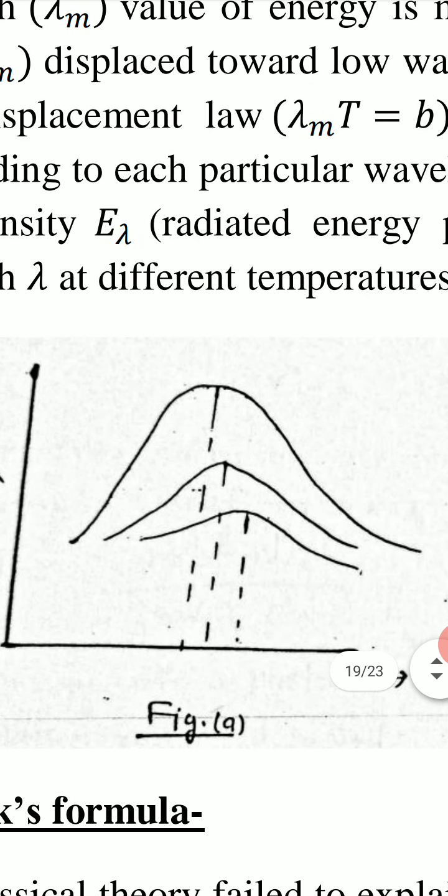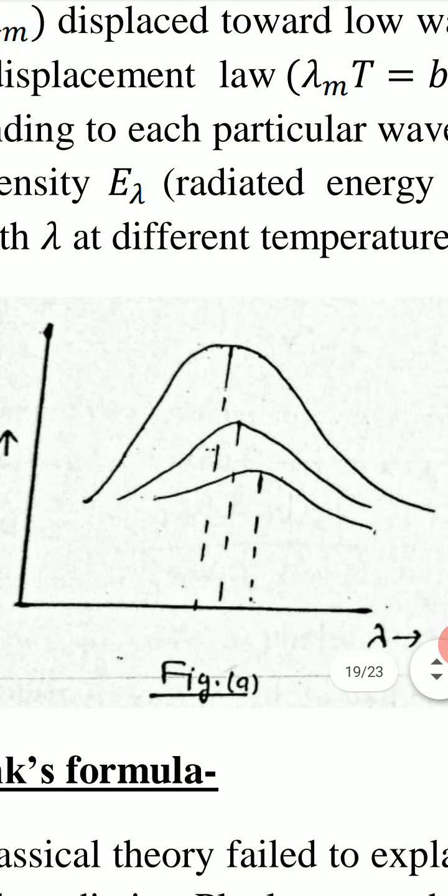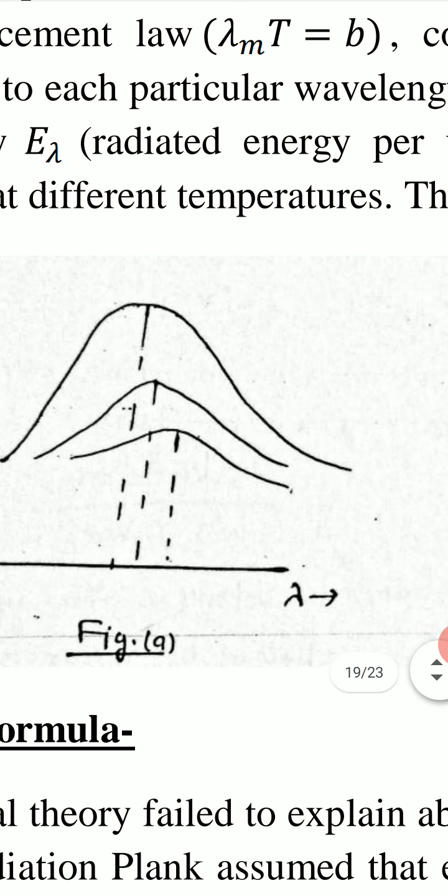This is shown by this graph. These are three graphs for three different temperatures. As temperature increases, for a particular lambda the value of E lambda, spectral energy density, increases. So energy or energy density increases for a fixed lambda when temperature T increases.